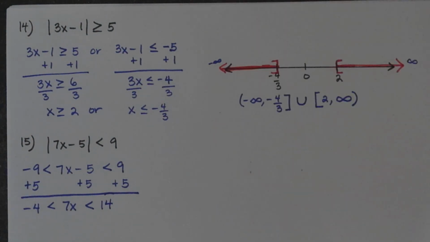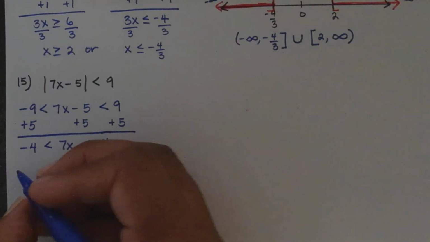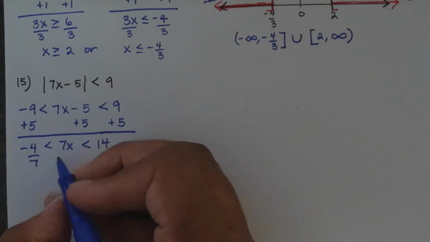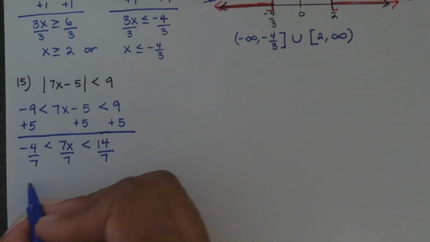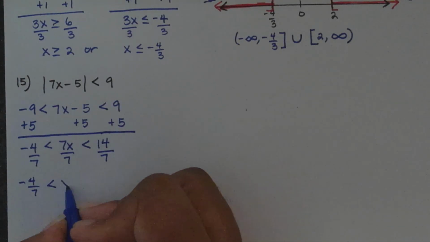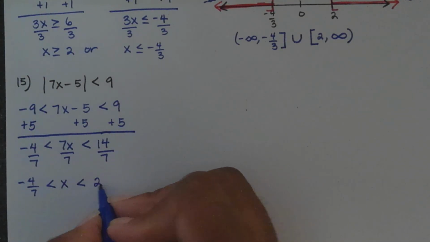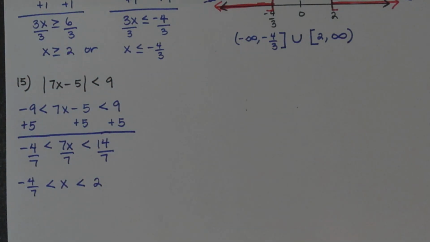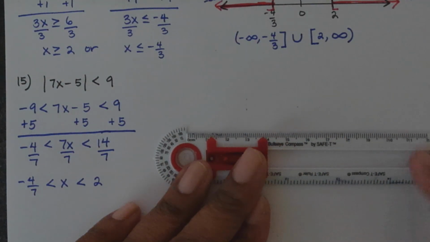And now to get the x by itself, I need to do what? Divide by 7 on the left side, divide by 7 in the middle, and divide by 7 on the right side. And I'm going to leave this as negative 4/7 is less than x, less than 14 divided by 7, 2. So that's my solution set for this compound inequality. Now, the graph, and I'll give you the interval notation as well.